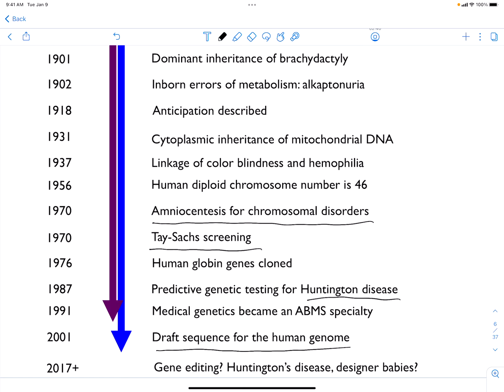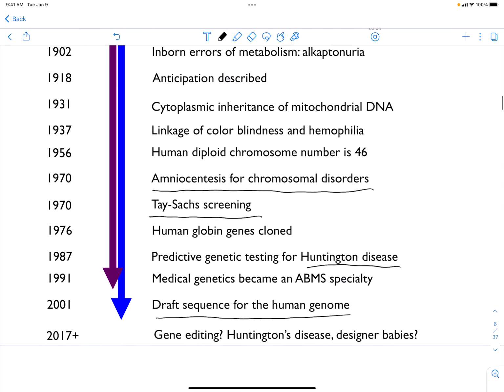And now we're moving towards things like gene editing with CRISPR technology. Huntington's disease may be a target for CRISPR. And of course, there always is the idea of designer babies. You want your hair color, eye color chosen. And hopefully the CRISPR technology will be more for correcting disorders.